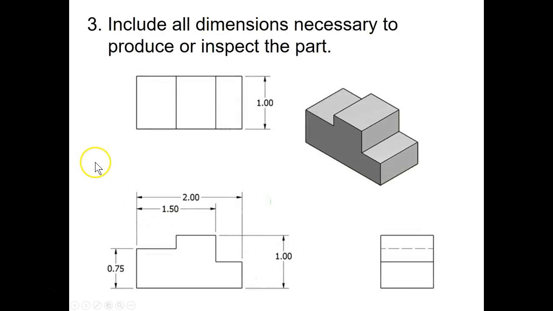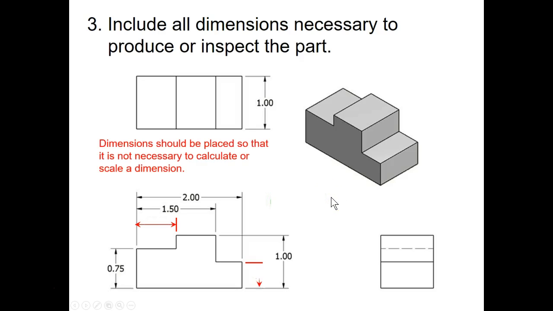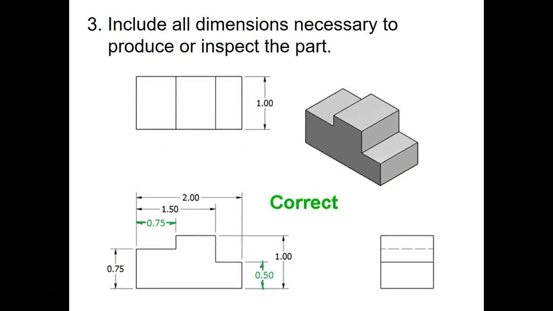Include all dimensions necessary to produce or inspect the part. In this case, you don't know what the length is here or what the height is here. So you need to make sure to include enough measurements to correctly make the part. If you sent this to a machine shop, they would send it back to you with a note saying, we don't know what this is. So be sure you include all the necessary dimensions to describe the part.